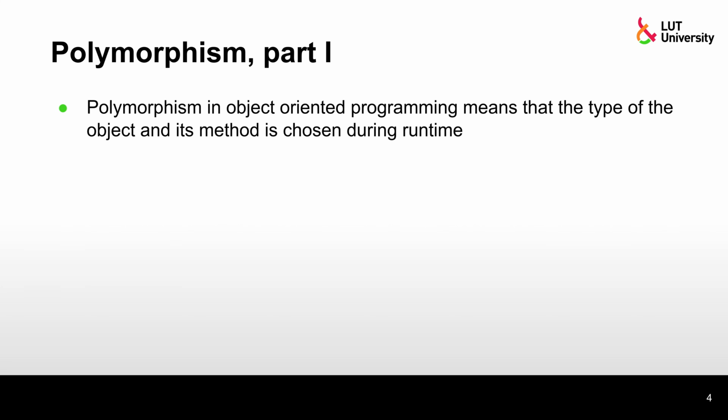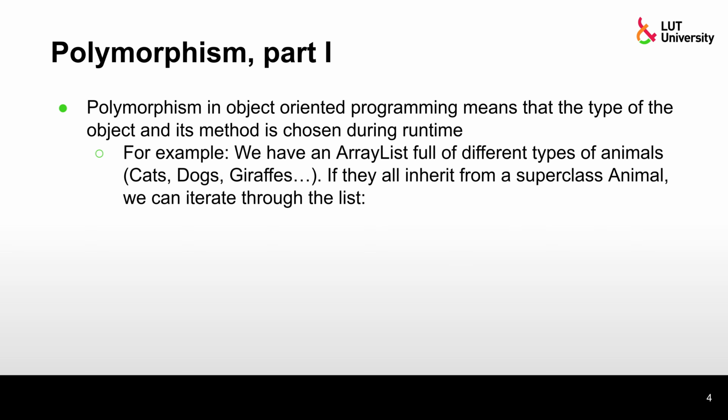So, polymorphism part 1. Polymorphism in object-oriented programming means that the type of the object and its methods are chosen during runtime. So for example, if we have an array list full of different types of animals, cats, dogs, giraffes, hedgehogs, lions, and if they all inherit from superclass Animal, we can iterate through the list, for example, like this.